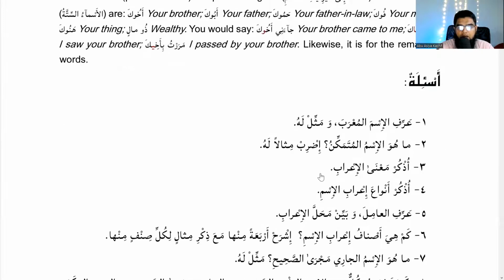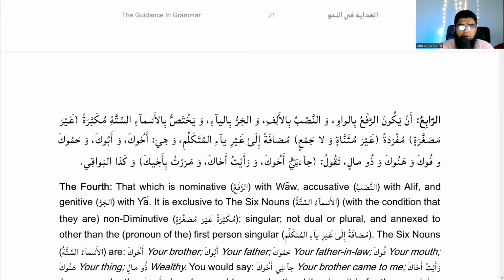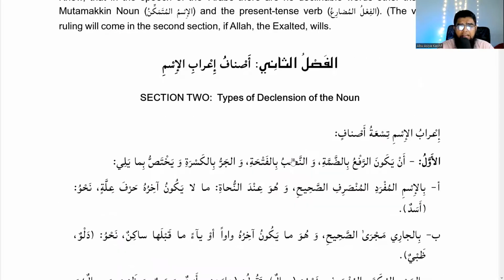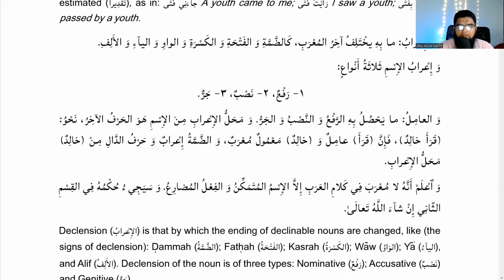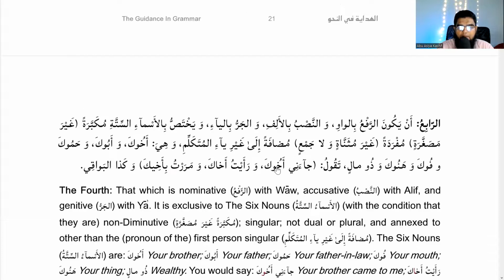It's called I'rab. Uthkur anwa'a I'rabi al-ismi. Mention the types of I'rab of the nouns. So what are the types of I'rab of the nouns? Nine types, no? I'rab al-ismi tis'atu asnaf. Or maybe he means this: rafa, nasb, jar. Right, I'rab al-ismi thalathatu anwa. What types of I'rab? Thalathatu anwa: dhamma, fatha, kasra.